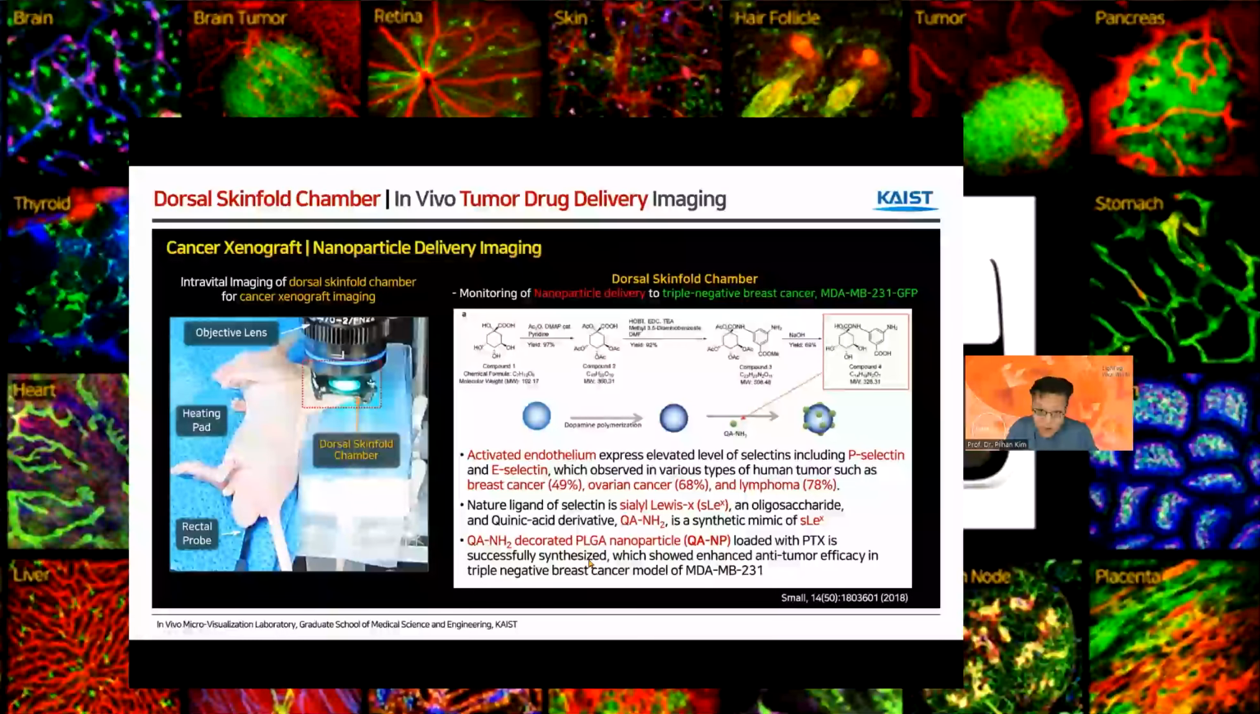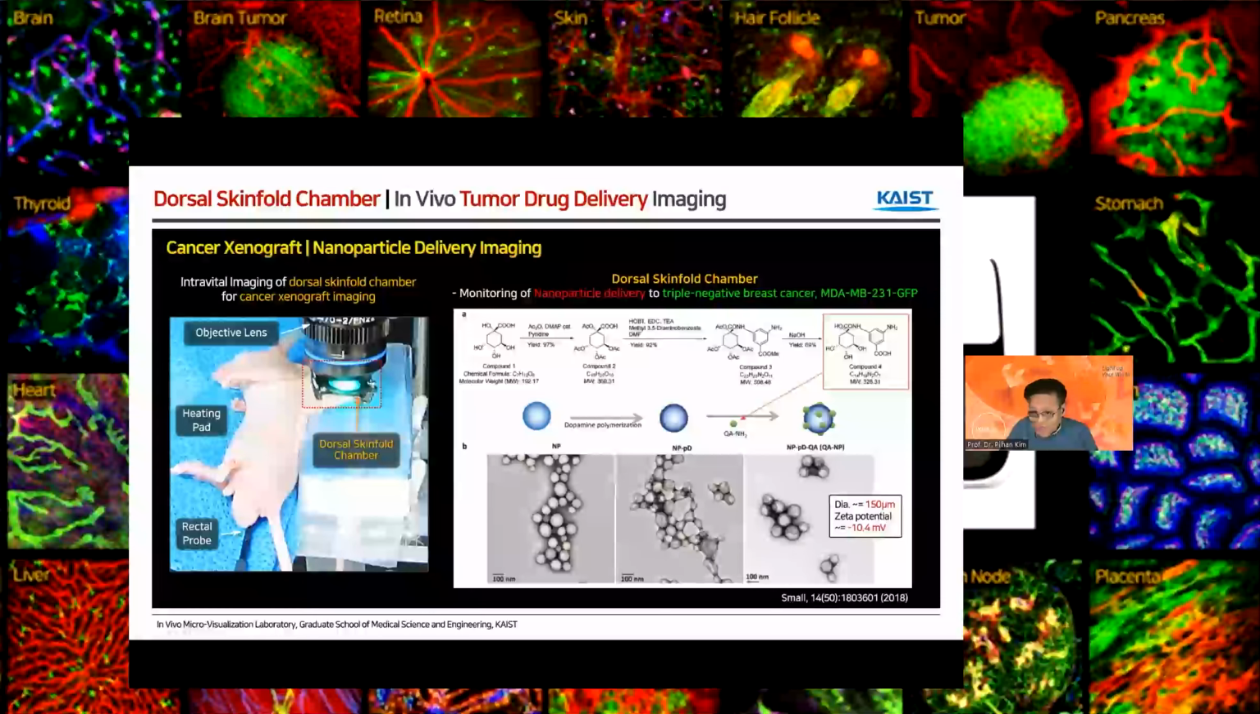And then let me show you some published work. This is published in Small in 2018. So in here, in collaboration with one of the professors at Purdue University, they made this nanoparticle which can selectively target the activated tumor vessel endothelium. Okay, so they made this quinic acid derivative nanoparticle, in short QAMP, so it can target this selectin inside the tumor. Okay, and then this is how it looks like.